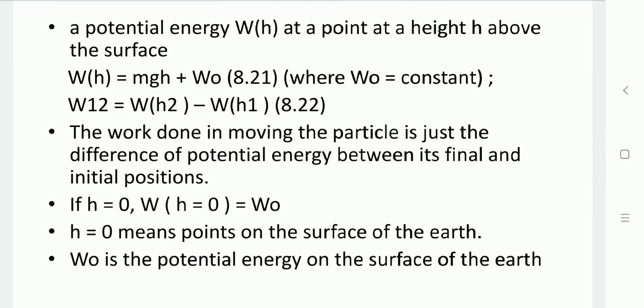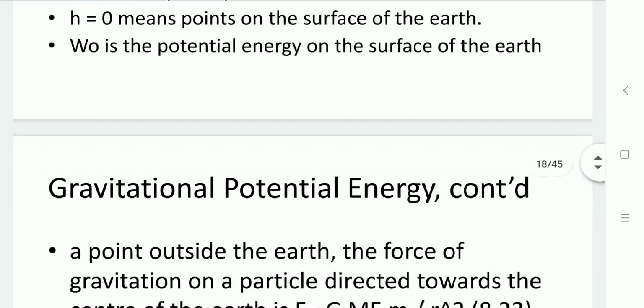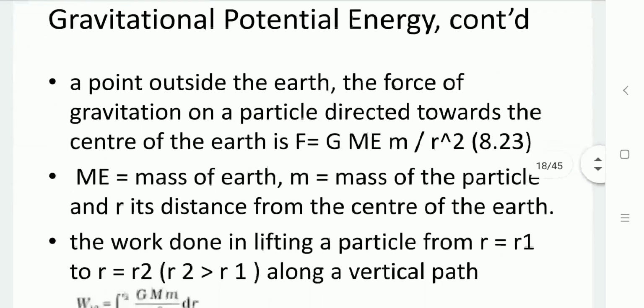Now for a point outside the Earth, the force of gravitation on a particle is directed towards the center of the Earth, with the force F equal to G ME m divided by R square, where ME is the mass of the Earth, small m is the mass of the particle, and R is the distance between the particle and the center of the Earth.